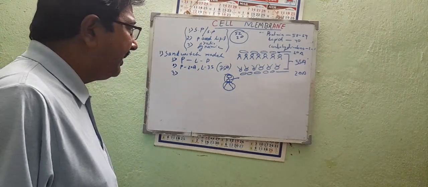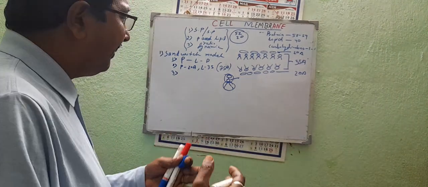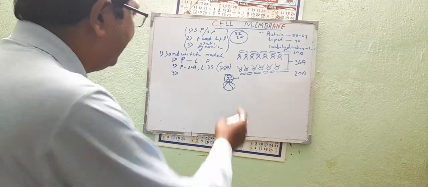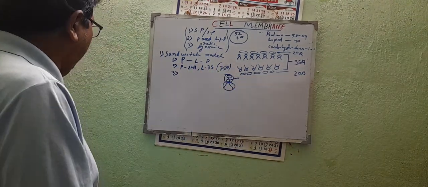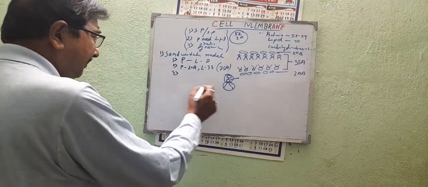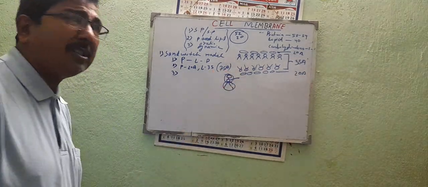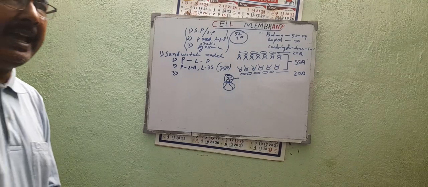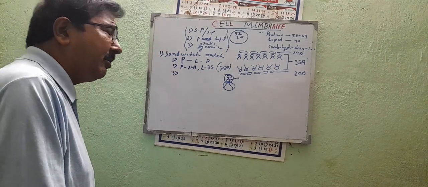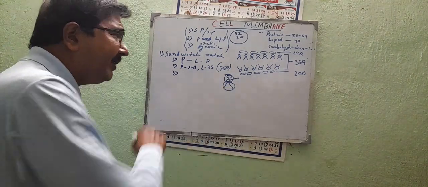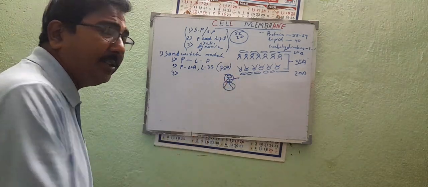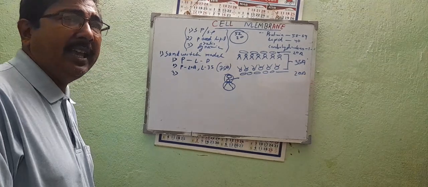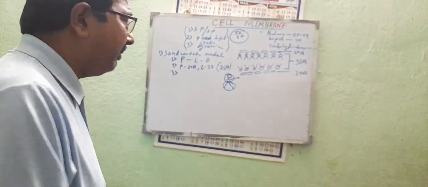Hydrophilic means love water. Hydrophobic means hate water. This is the love-water part, this is the hate-water part. Okay? Then this phospholipid is an amphipathic molecule. We call it an amphipathic molecule. Why? Because two parts are there, hydrophobic and hydrophilic. That's why it is called an amphipathic molecule.